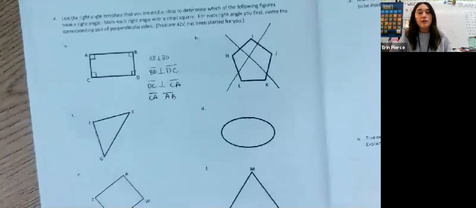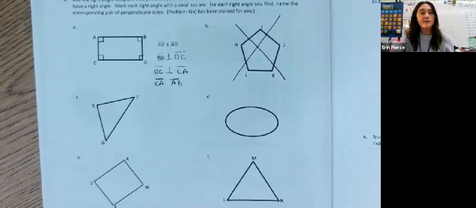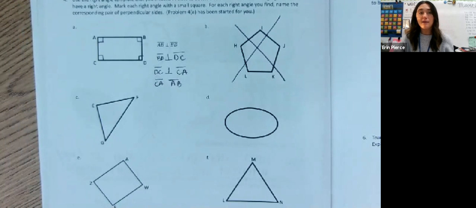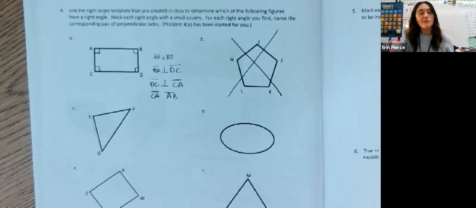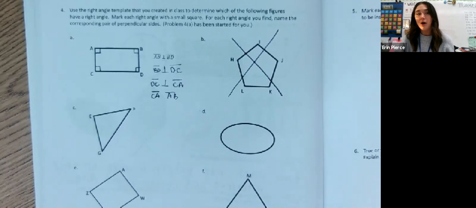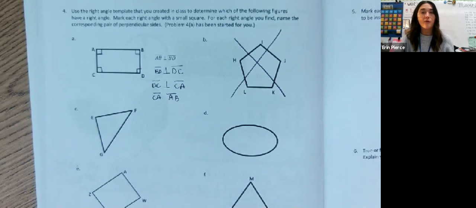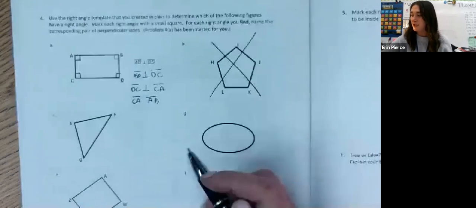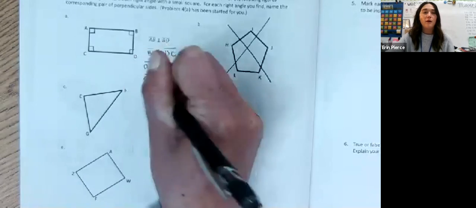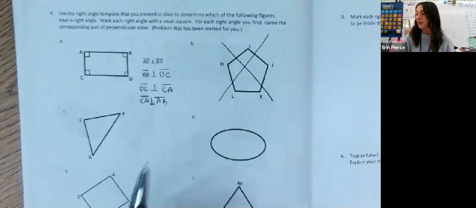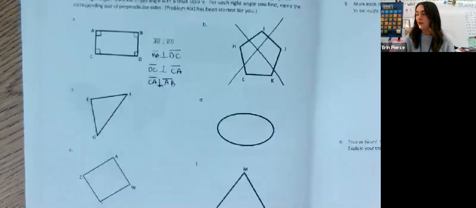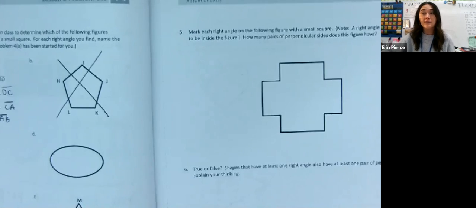I would like you to practice for the next, let's say 10 minutes, not 10 minutes, 5 minutes on this page. I would like you to find as many right angles as you can on this page before we move on. So pause this video for 5 minutes to find as many right angles and label, doing the notation that we did above, all of your perpendicular lines. If you finish that early, you can do 5 and 6, but pause the video.